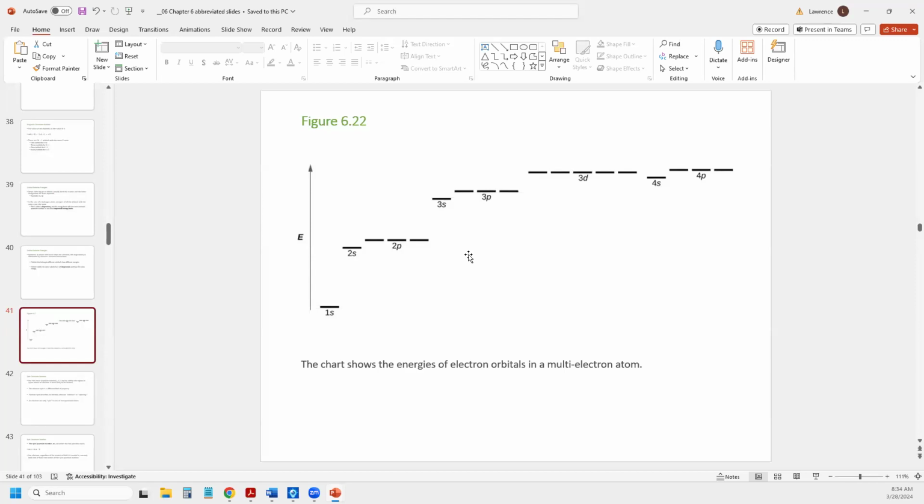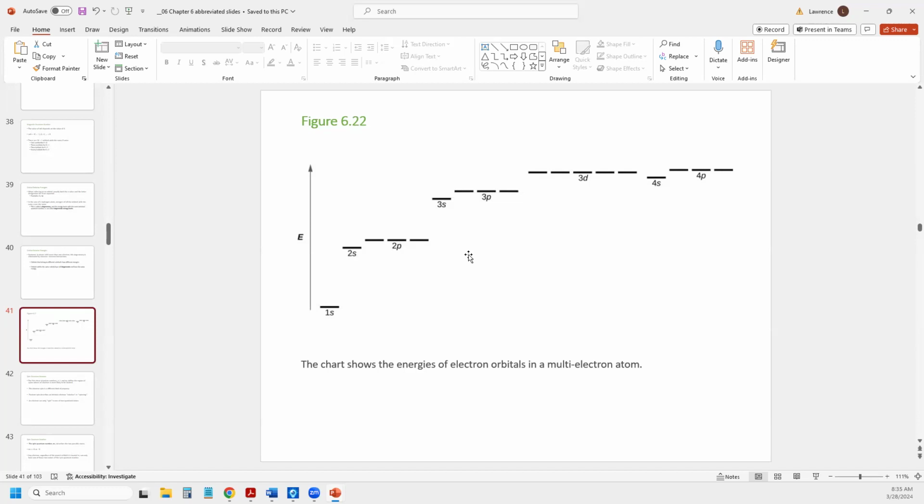Energy's on the y-axis. The horizontal lines represent orbitals. All we're saying is a 1s orbital is here. If a 1s orbital is here, then roughly to scale, a 2s orbital is here. If that's our scale of the energy axis, that big gap is the gap between 1s and 2s energetically. 2p is only a little bit higher. So we consider these to be in the same shell, the same distance from the nucleus, on average, roughly.